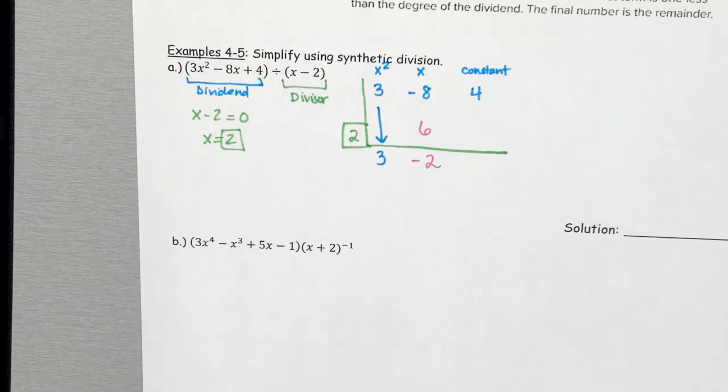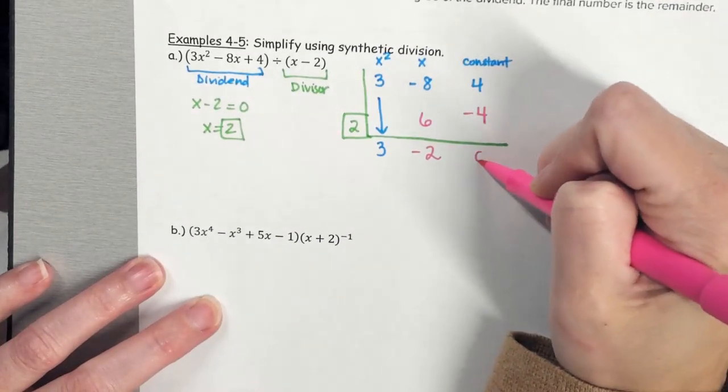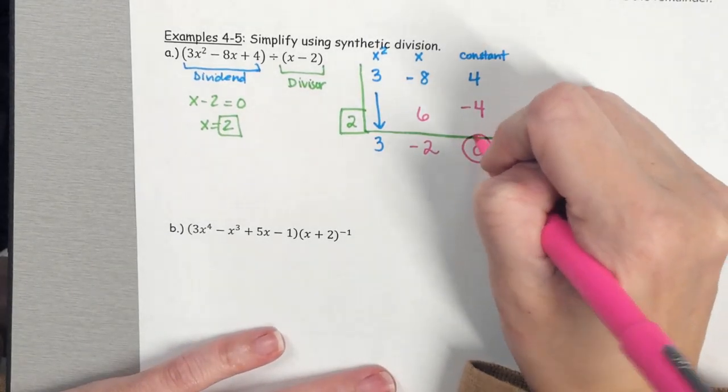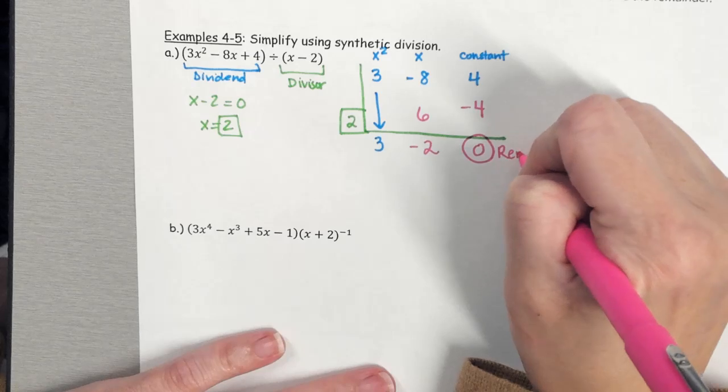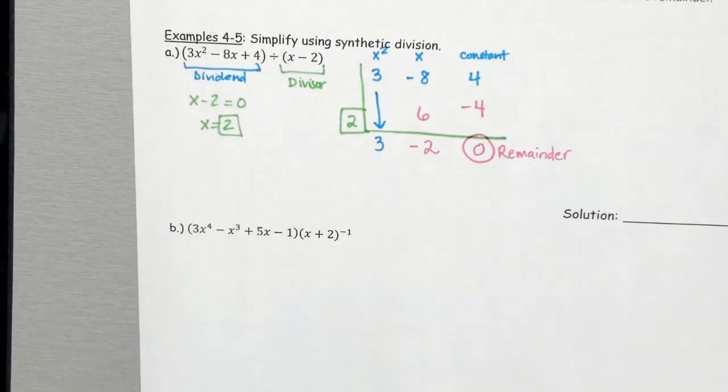and then I get to do the process again. So now we're going to do negative 2 times 2. Negative 2 times 2 is negative 4, and then you're going to add those straight down. Now, because this is the very last part, we always circle that. That is your remainder. So my remainder here is 0.